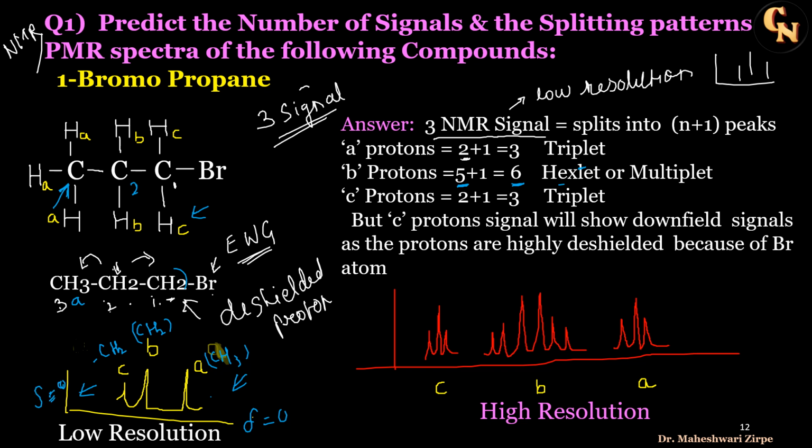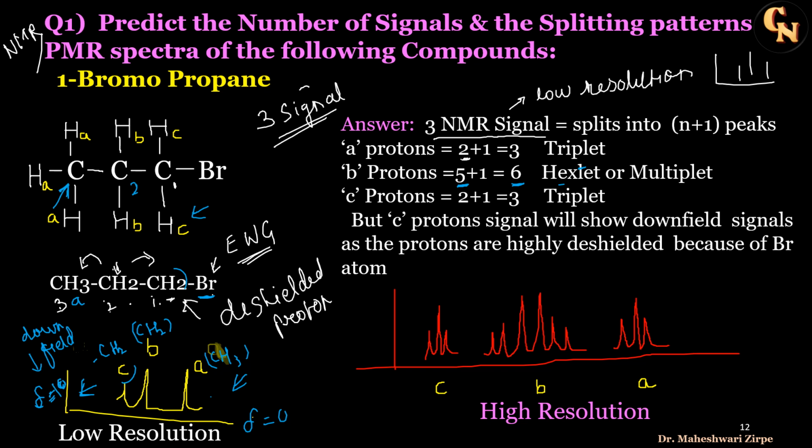Delta equal to 10 means downfield. So here the C protons will be towards the downfield. This is called downfield. Why downfield? You can see the peaks of C towards downfield because of the bromine atom, as these CH2 protons are deshielded protons.